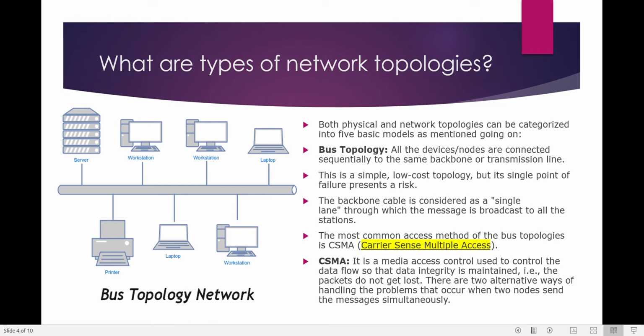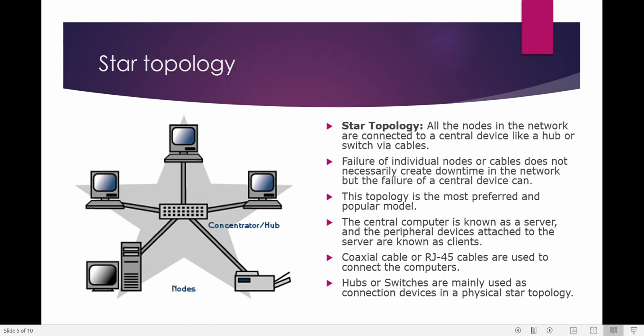The next type of topology is a star topology. So as you can see in the picture, it looks like a star shape topology. In this kind of topology, all the nodes in the network are connected to a central device like a hub or switch, and it is connected via cables. Now, failure of individual nodes or cables does not create any downtime in the network. However, if the central device itself fails, then that can create a network failure.